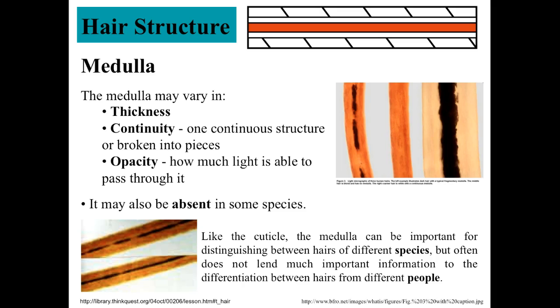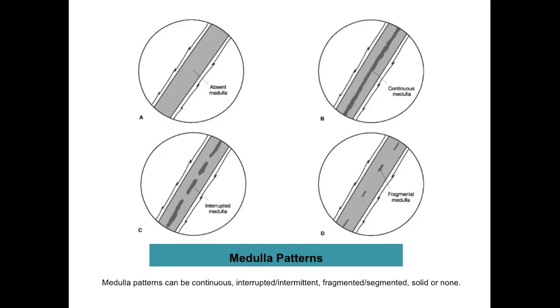Like the cuticle, the medulla can help us distinguish between hairs from different species. So again, is this human hair, dog hair, cat hair, etc. It's not as useful in distinguishing hairs from person to person, but it can give us some good information there as well.